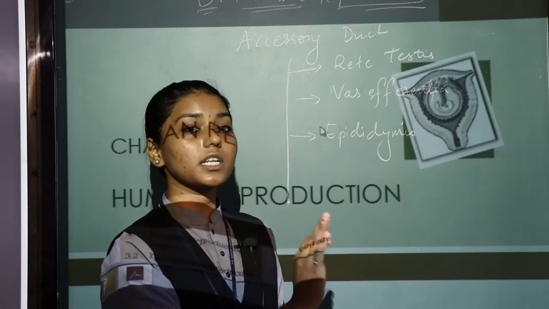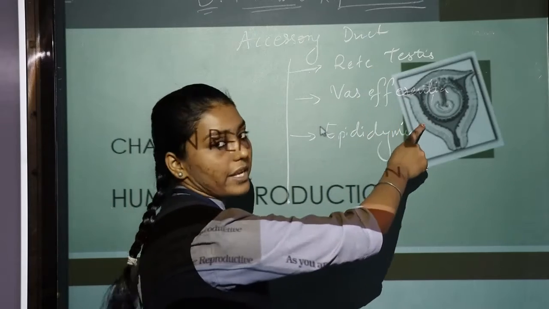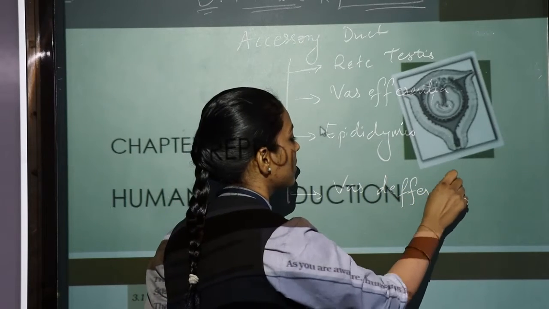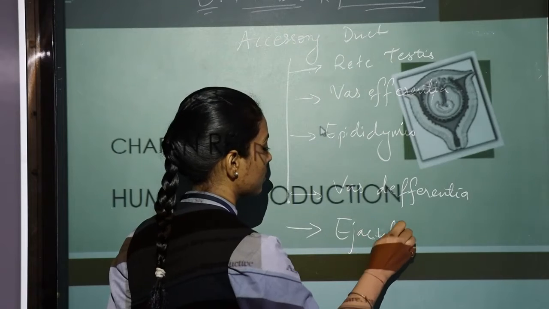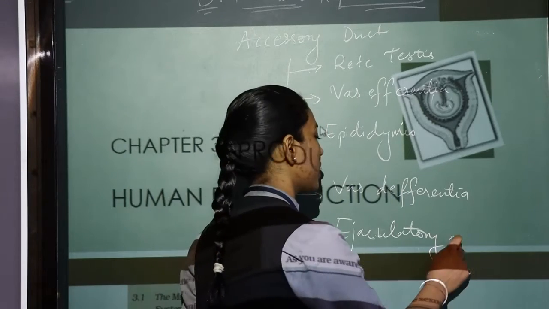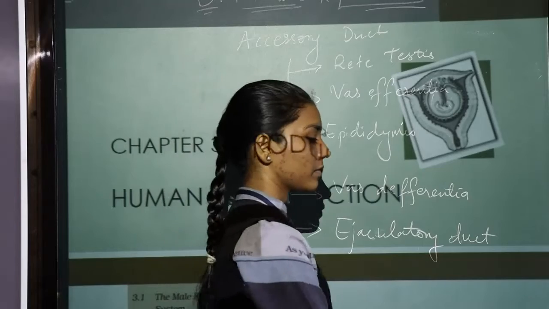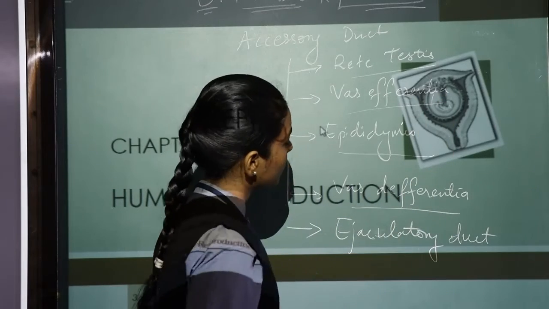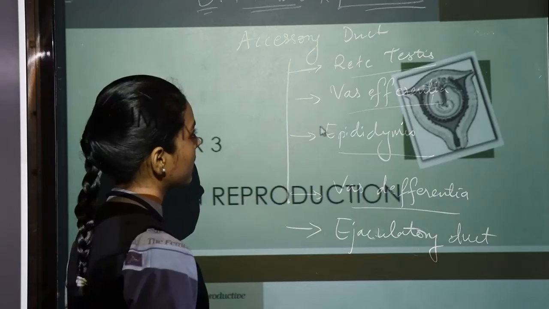We have seen only the testes in the previous lecture. Today we are starting with the accessory duct, okay. In the accessory duct, first is the rete testis, vasa efferentia, epididymis and vasa deferentia, okay. Along with this we will see the ejaculatory duct, that is between the vasa deferentia and the seminal vesicles, okay. Now we will see the function of the rete testis with the diagram first, and then I will show you the vasa efferentia, epididymis, vasa deferentia and then the role of the ejaculatory duct, okay. Now we will see the diagram part.